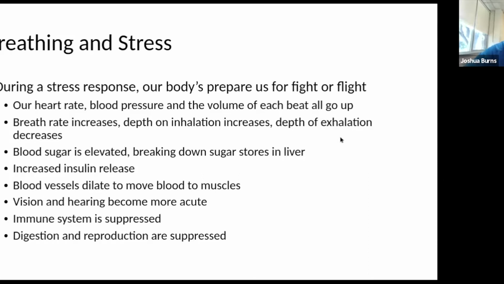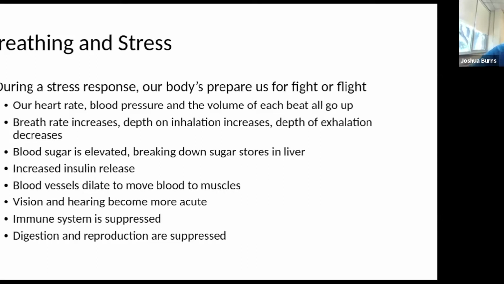And so first off, we're going to see changes in our heart. So our blood pressure is going to go up. The volume of blood that's pumped by the heart is going to go up. The heart rate itself is going to go up during a stress response. Our breathing rate is going to have to adapt based off of the necessity of gas exchange again. So breathing is going to increase. The depth of breathing is going to increase, so you're going to breathe deeper as you inhale, and the depth of exhalation decreases a little bit. And that's going to be important because we're going to talk more about that when we talk about overbreathing.